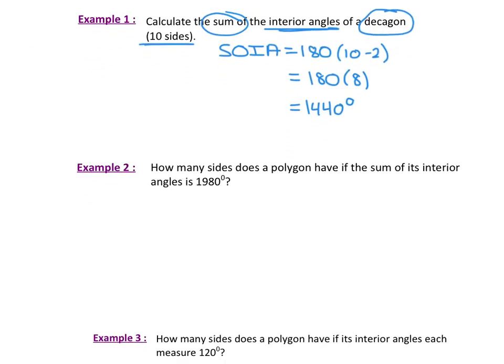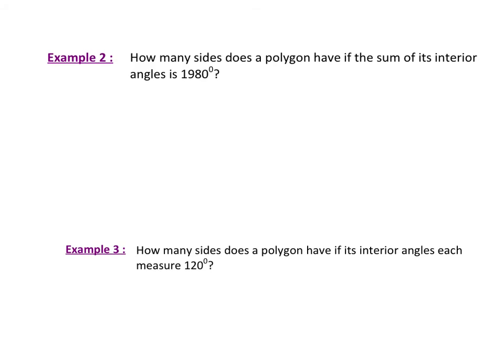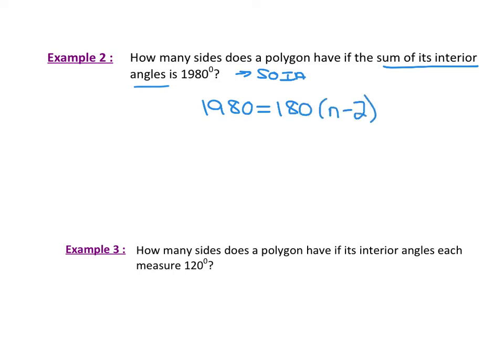We can also look at this question in reverse. We can solve for how many sides a polygon has if we are given the sum of the interior angles. So in this situation, we're given the SOIA, 1,980 degrees equals 180 times n minus 2. And they're just asking you how many sides in this situation.